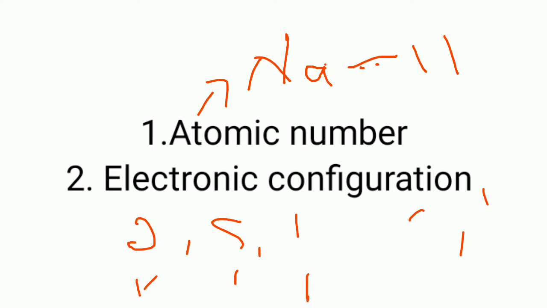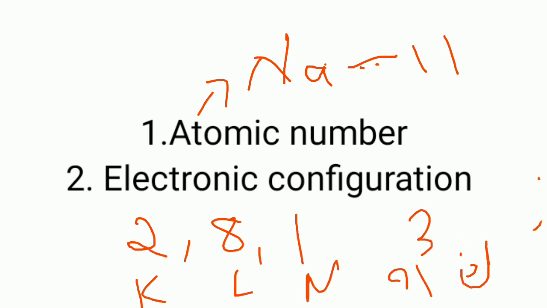So how many shells are there in sodium? There are 3 shells, isn't it? K shell, L shell and M shell. So sodium contains 3 shells. The period of an element is identified by the number of shells. So sodium has 3 shells, so sodium belongs to the third period.